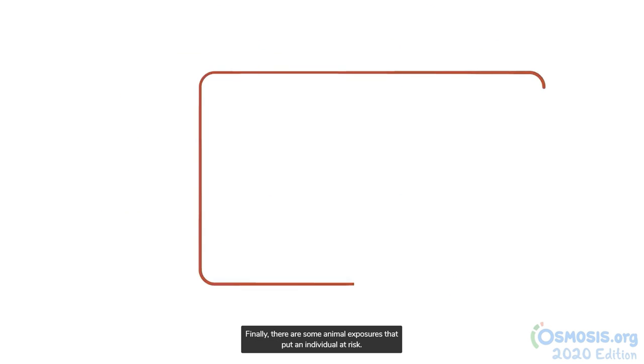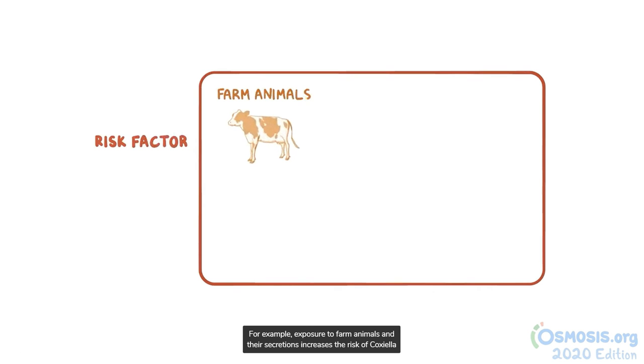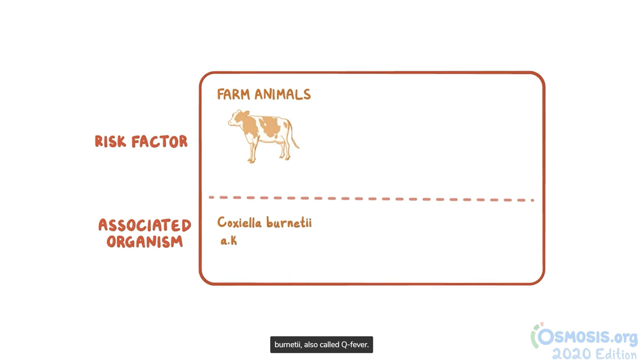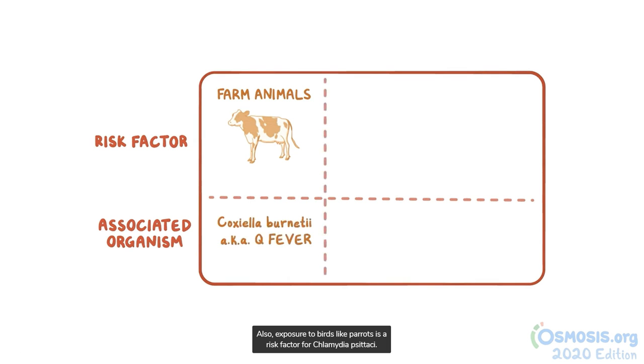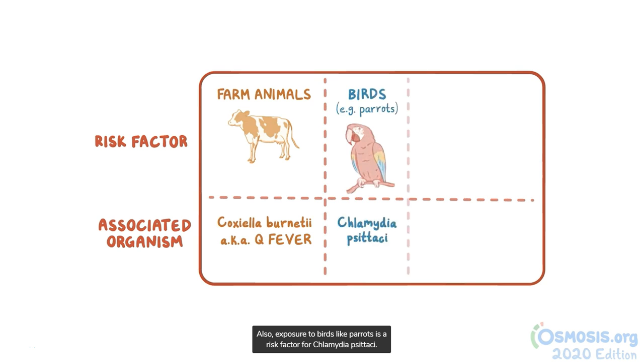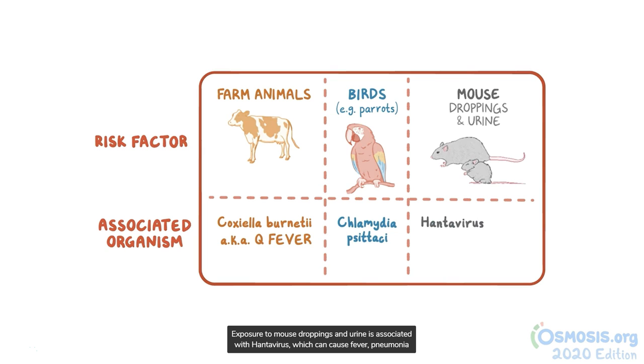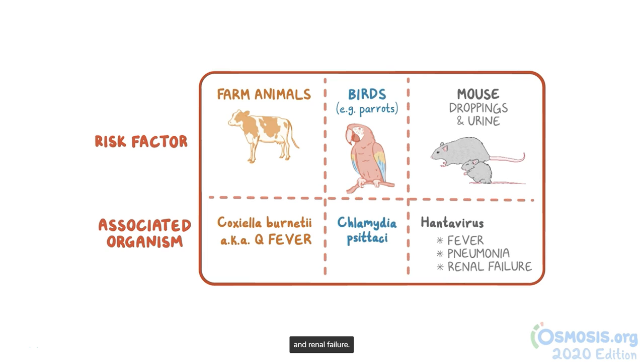Finally, there are some animal exposures that put an individual at risk. For example, exposure to farm animals and their secretions increases the risk of Coxiella burnetii, also called Q fever. Also, exposure to birds like parrots is a risk factor for Chlamydia psittaci. Exposure to mouse droppings and urine is associated with hantavirus, which can cause fever, pneumonia, and renal failure.